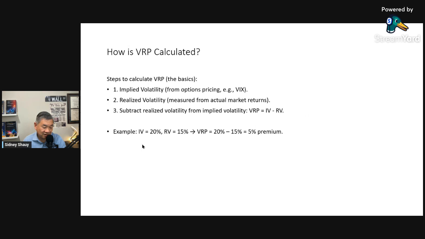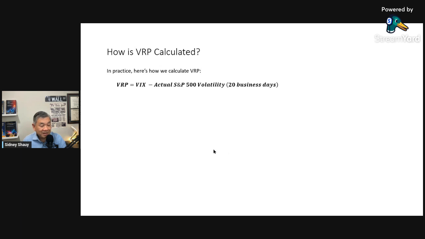So an example, just like the other one: implied volatility 20%, realized volatility 15%. So the VRP is 20% minus 15%, which is a 5% premium. Okay. So this difference is the extra cost in terms of premium paid by option buyers for volatility protection. Okay. All right. In practice, how do we calculate the VRP? The VRP is equal to the VIX minus the actual S&P 500 volatility for 20 business days.